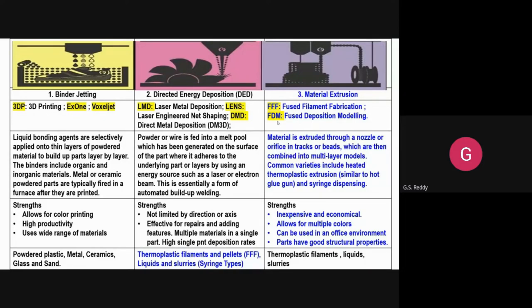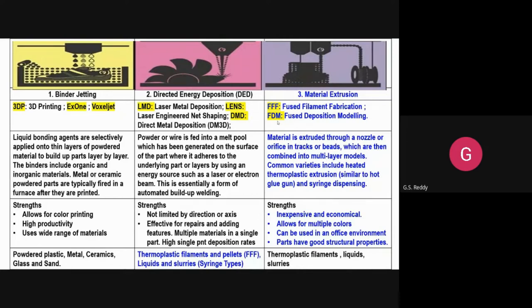For ceramics, it is called firing. For the metal parts, it's called sintering. The strength of binder jetting is that it allows for color printing, especially when you're going for polymers. It has very high productivity, and it uses a wide range of materials. What are the materials used? Powdered plastics, metal, ceramics, glass, and sand.